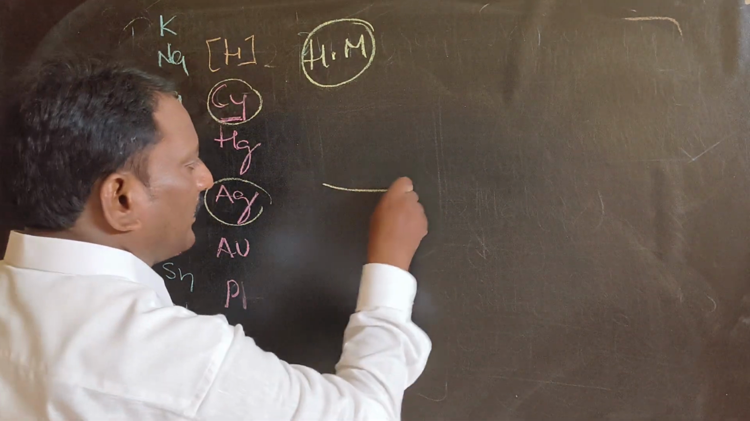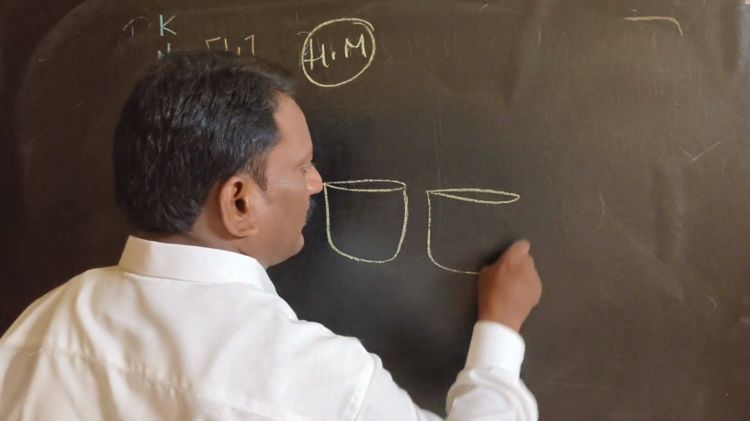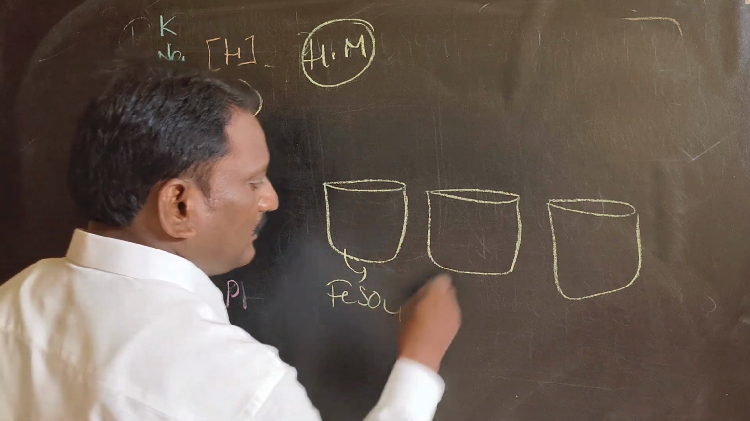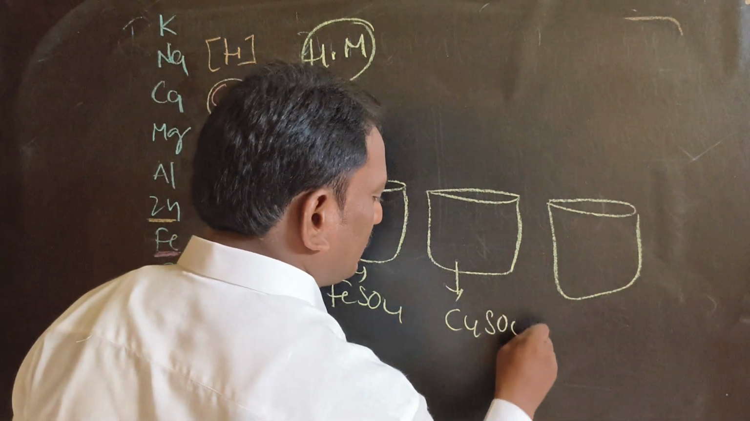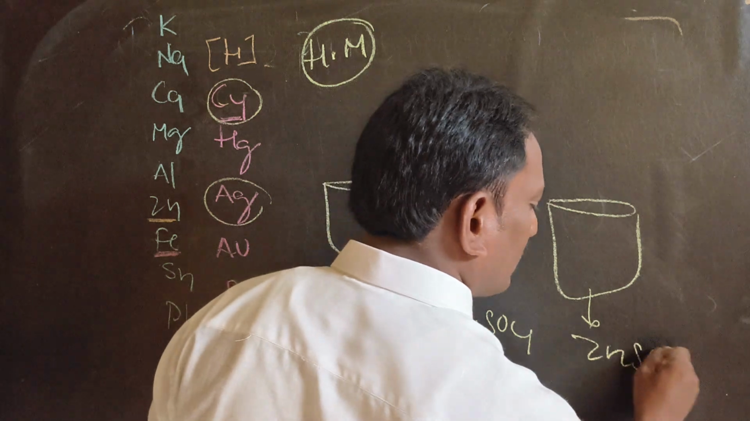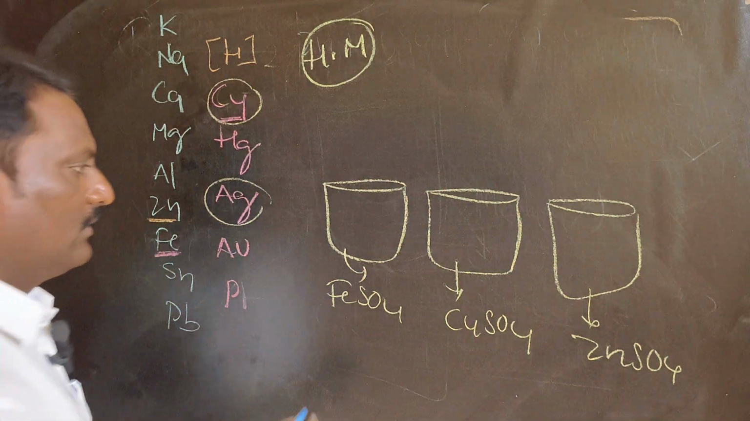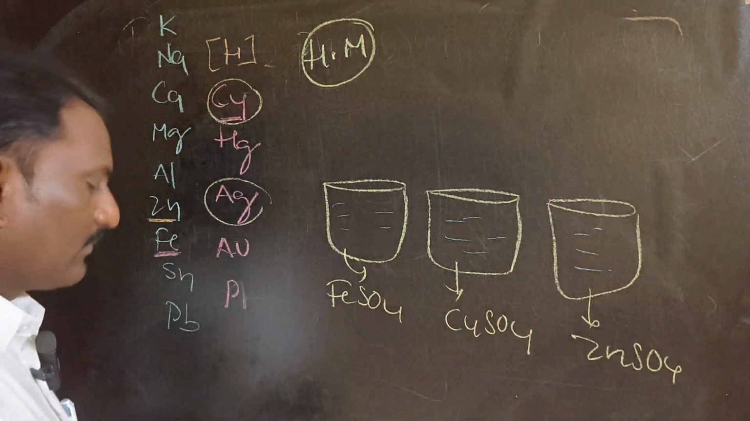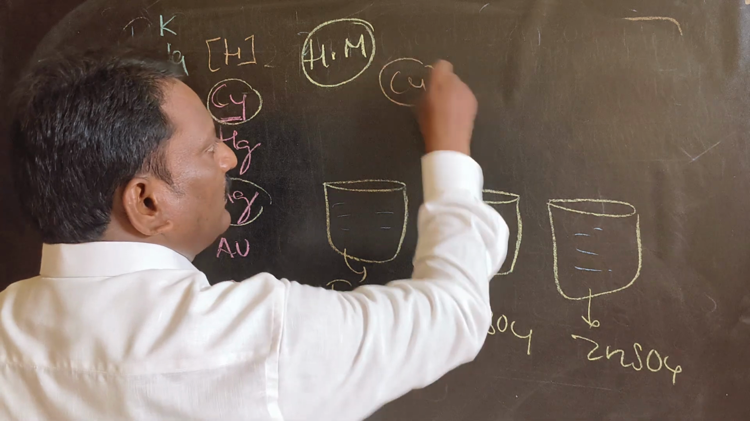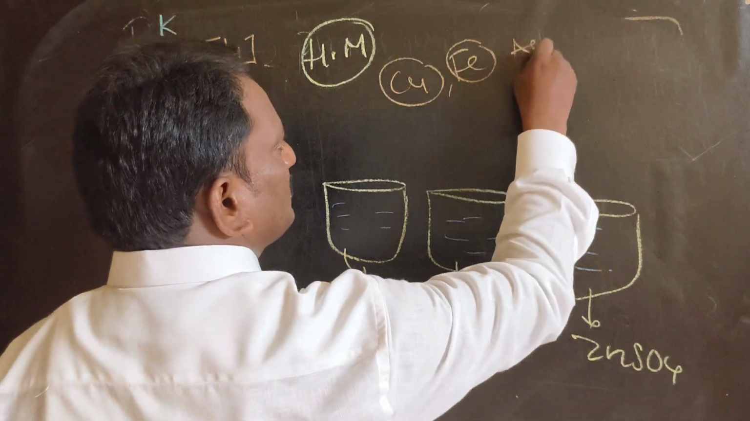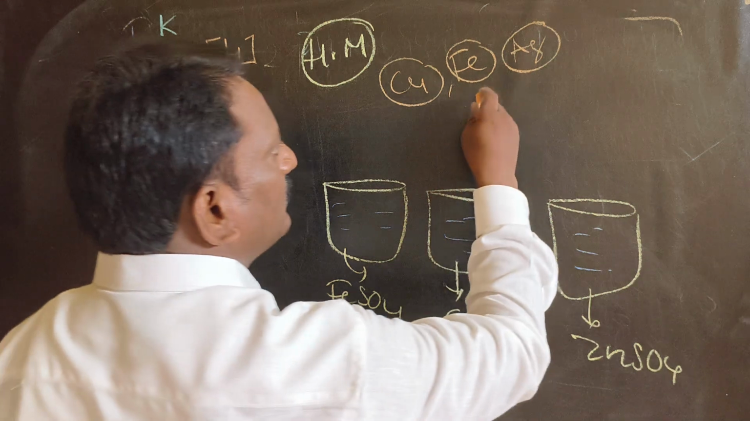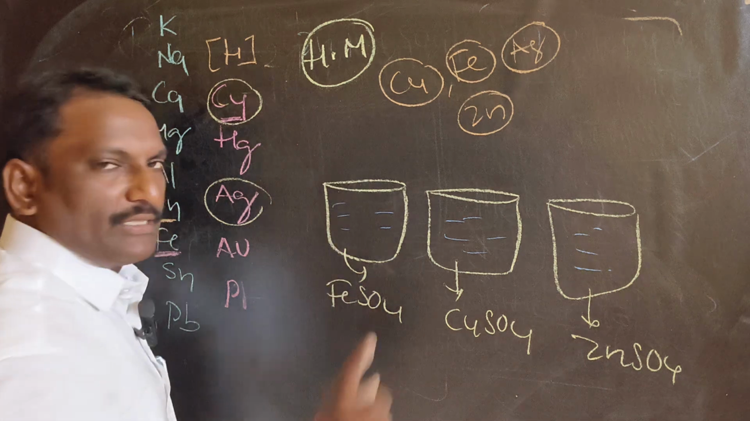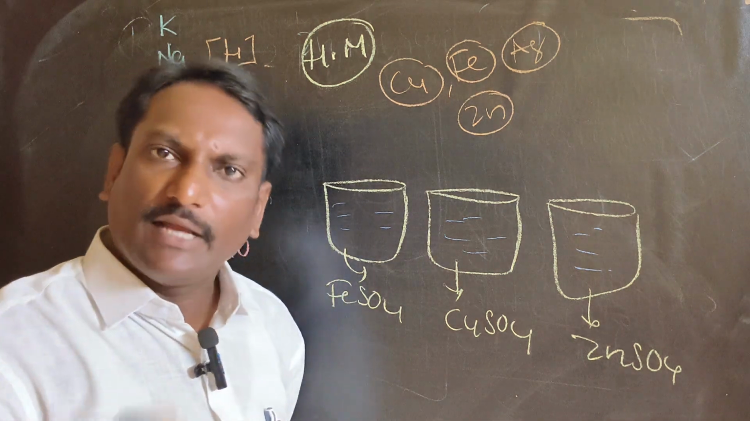Right. So you are provided with three beakers consisting of ferrous sulfate, copper sulfate and zinc sulfate. And you are also provided with 4 coins: copper coin, iron, silver and zinc coin. So listen to me, drop one by one, check whether the displacement reactions occur or not.